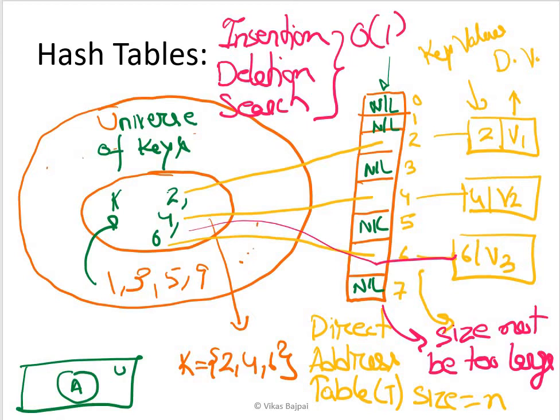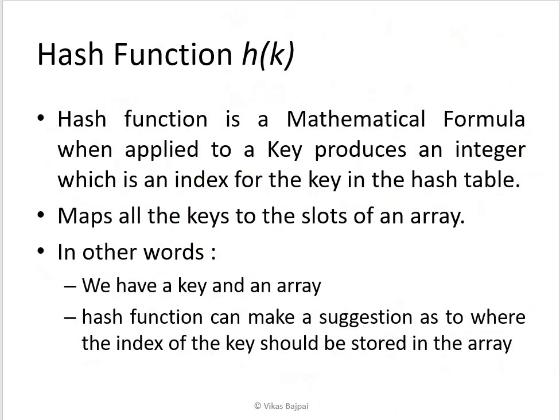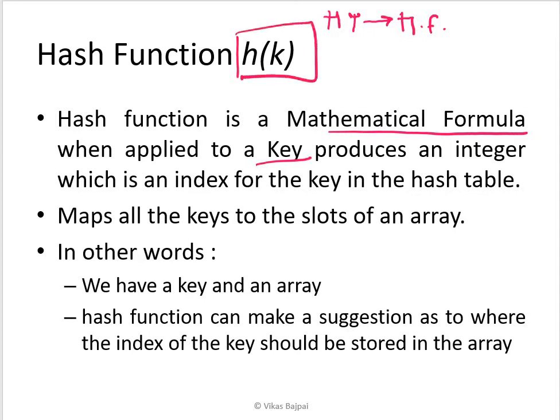Now how are we doing this? We are doing this with the help of something which is called your hash functions, right? So we were talking about hash tables, and now we are talking about hash functions. This hash function is nothing but a mathematical formula that we apply to this particular key. So this hash function h of k produces an integer. How it produces, we'll see in the coming slides, which is nothing but the index of the key in the hash table.